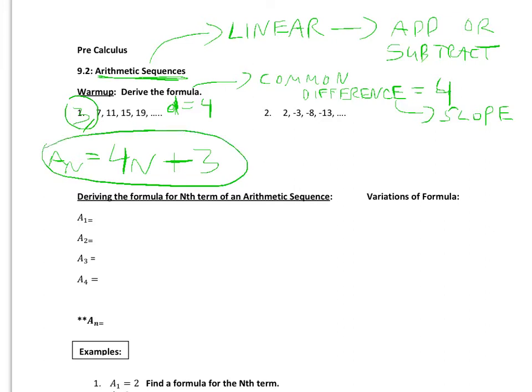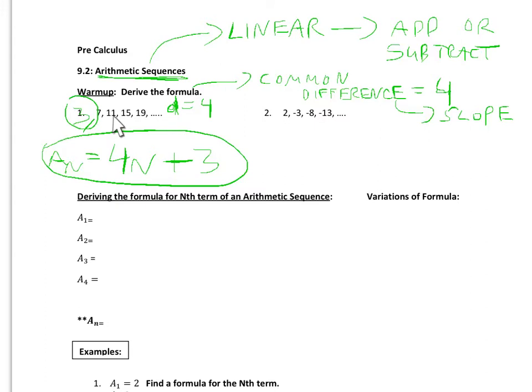So this really is like coming up with an equation for a line in slope-intercept form, and you can check it. For this 7, n equals 1. So if you plugged 1 in here, 4 times 1 is 4, plus 3 gives me that 7. For the 11, that's the second term in the sequence. So n equals 2 for the formula. If you plug it in, you have 4 times 2 is 8, 8 plus 3 is 11, and you see that it pretty much works.